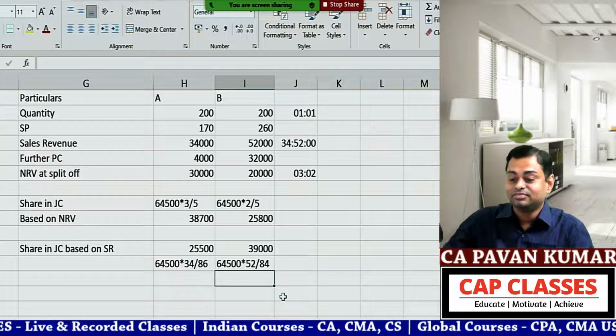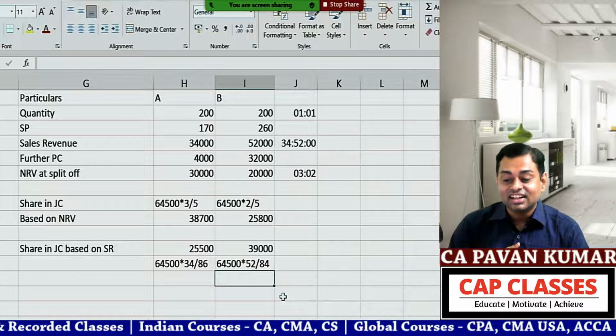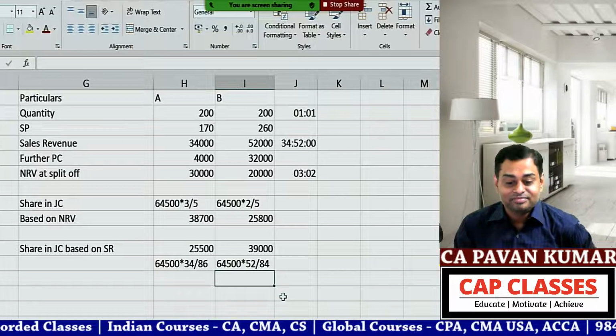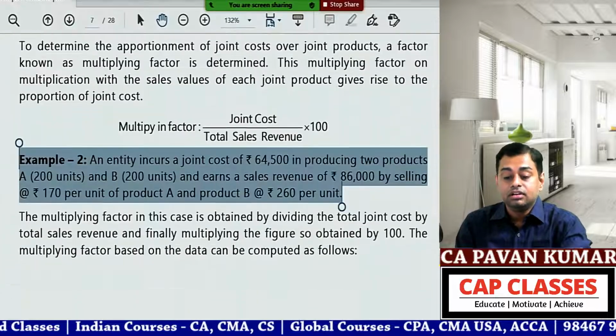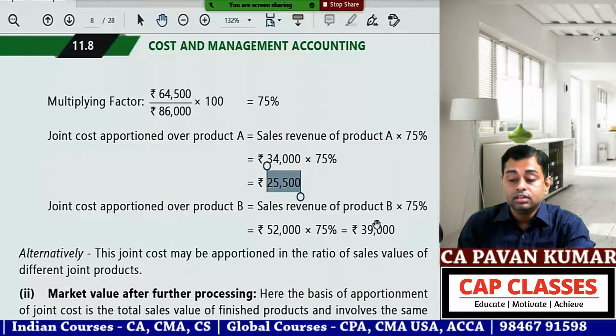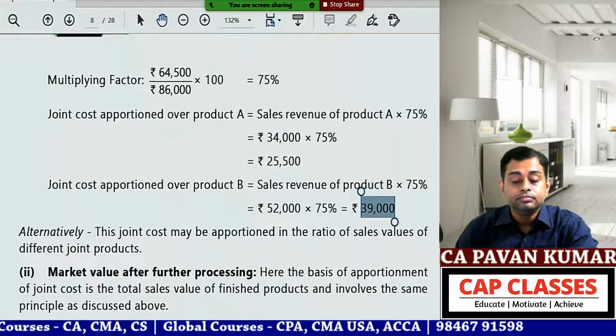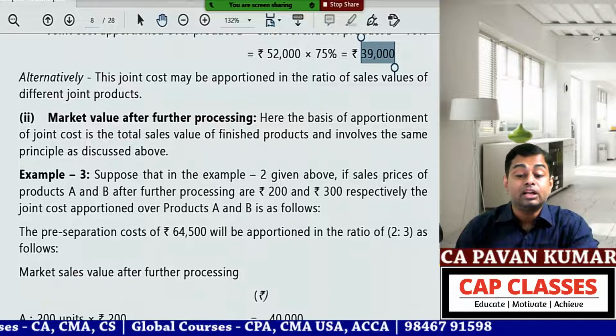Yes, correct. Did you get this answer? Correct. Very good. So now check their answer. 25,500 they got, 39,000 they got. Correct? That's all. Then market value after further processing.